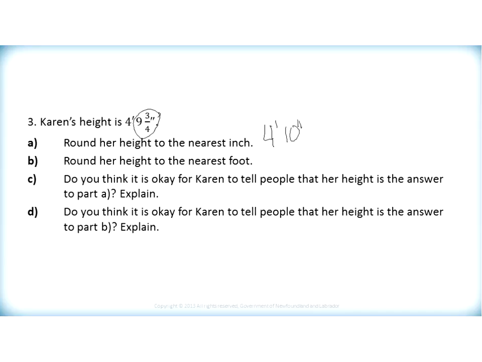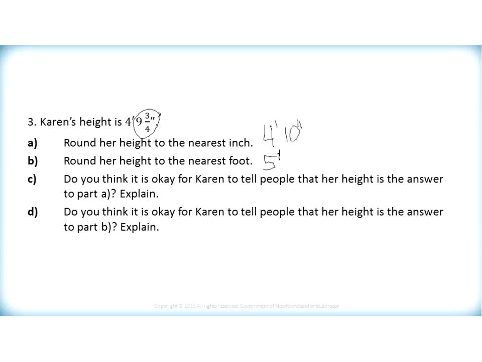If I wanted to round her height to the nearest foot, I'm still looking at the inches portion. She's 4 feet 9 3/4 inches. So her options are either to remain at 4 feet, when it's rounded to the nearest foot, or to round it up to 5 feet. Now 9 3/4 inches is larger than half a foot, but half a foot would be 6 inches. So if it's larger than half a foot, her height to the nearest foot would be 5 feet.